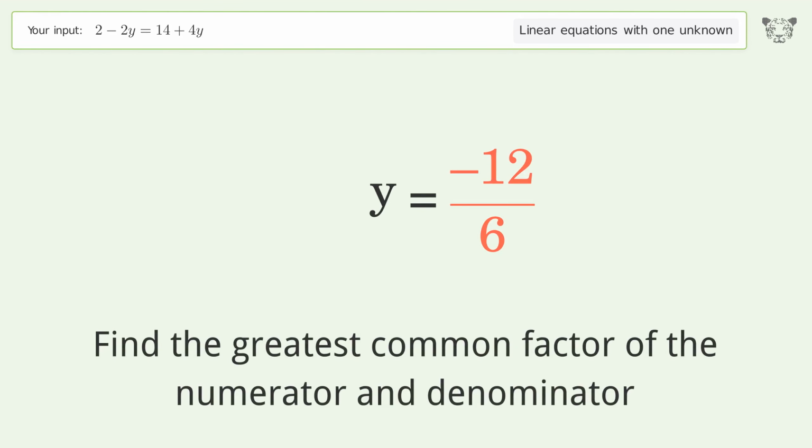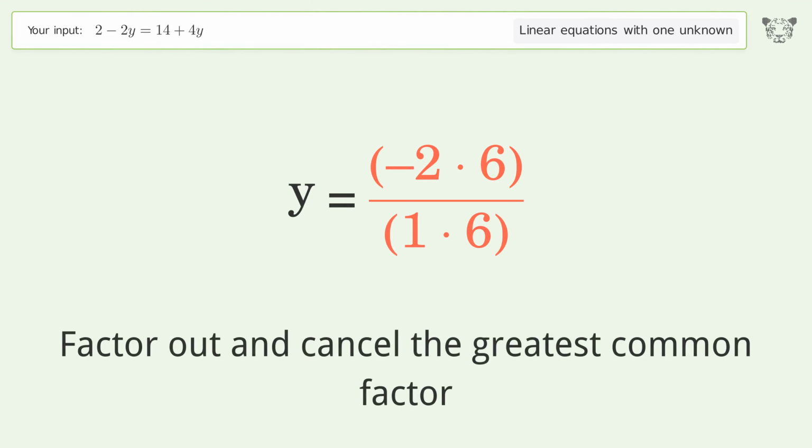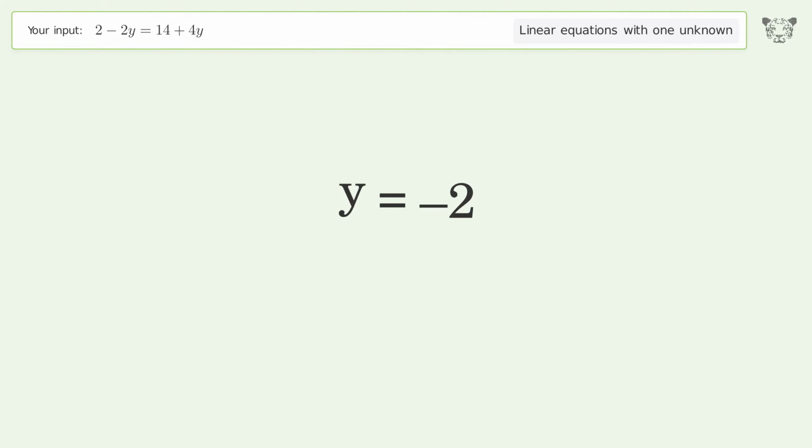Find the greatest common factor of the numerator and denominator. Factor out and cancel the greatest common factor. And so the final result is y equals -2.